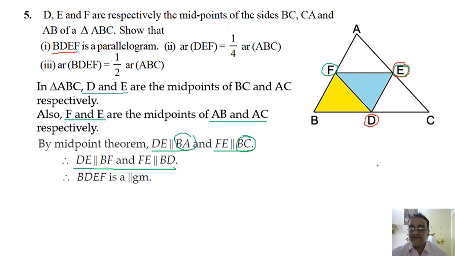So what about DF? DF क्या है parallelogram का? Diagonal. DF is a diagonal and we know that diagonal divides parallelogram into two congruent triangles. That means two triangles of equal area. ठीक है, तो ये दोनों triangles का area equal होगा.